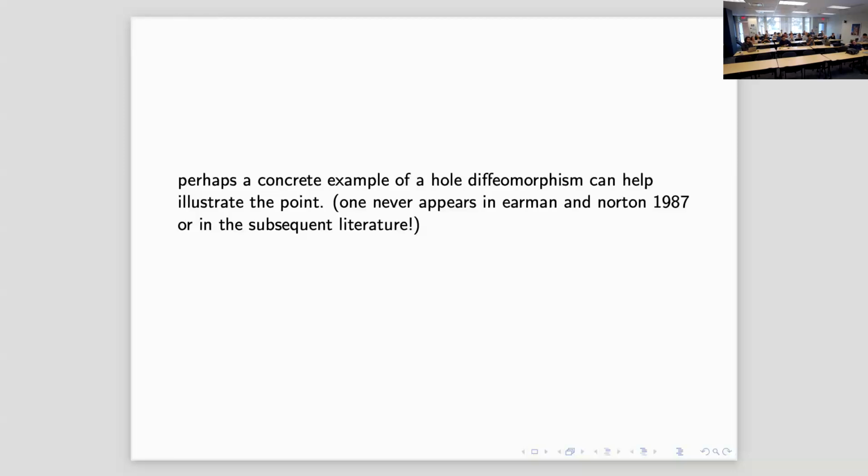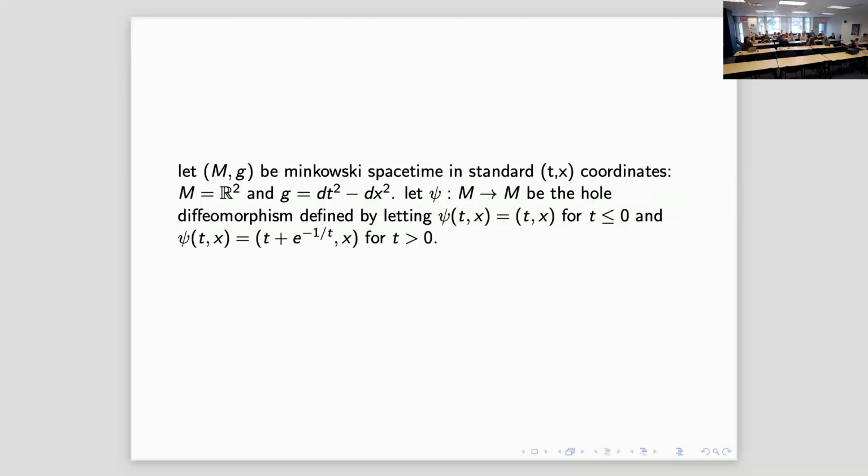I think it's a little bit interesting that an example of a hole diffeomorphism never appears in the original Earman-Norton paper, nor does it appear in the subsequent literature anywhere. All of the talk is on this level. It's just like, we suppose a hole diffeomorphism exists, and then they start talking about it. Let's really understand what's going on. I think it's important, at least once in one's life, to work through the details of a hole diffeomorphism.